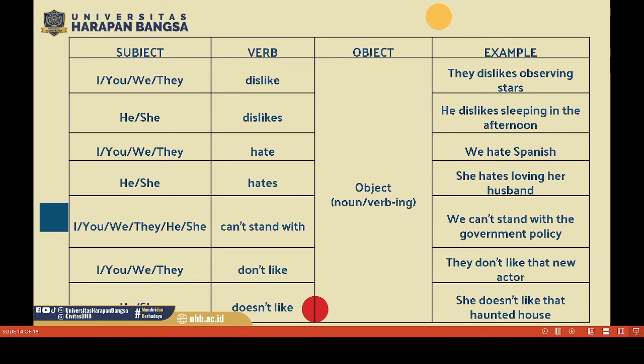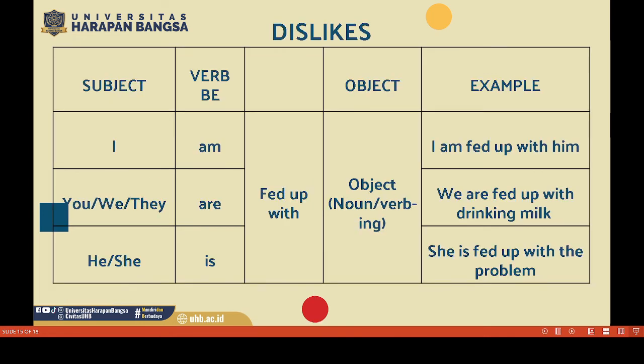Okay, after the words don't like, we have that new actor. That new actor is a noun. And then that haunted house. Haunted house also means a noun. Alright, now let's see another expression of dislike.